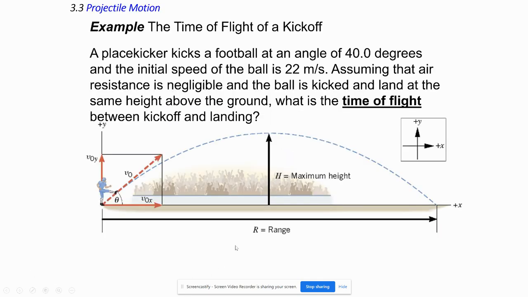I'm going to go back to the same football problem that we did with maximum height. We have this football kicked at a 40-degree angle with an initial speed of 22 meters per second. So this V here is 22 meters per second, and this angle is 40 degrees. I call it VI, they call it VO in the book. We're going to figure out the time that this football is in the air.